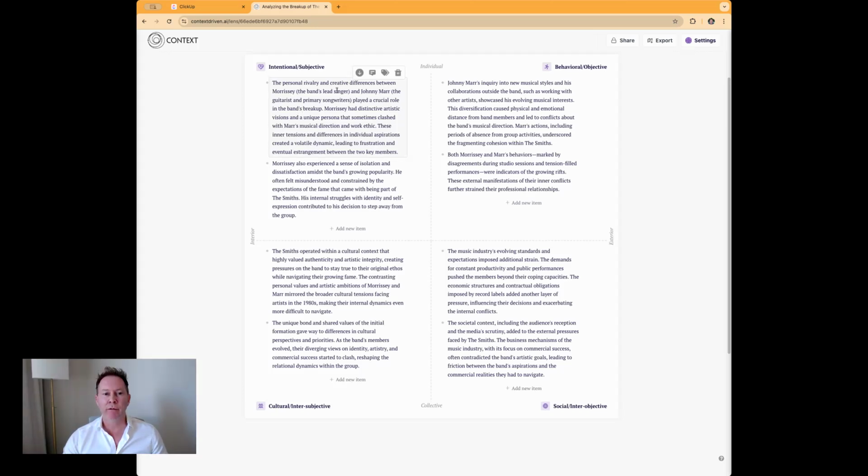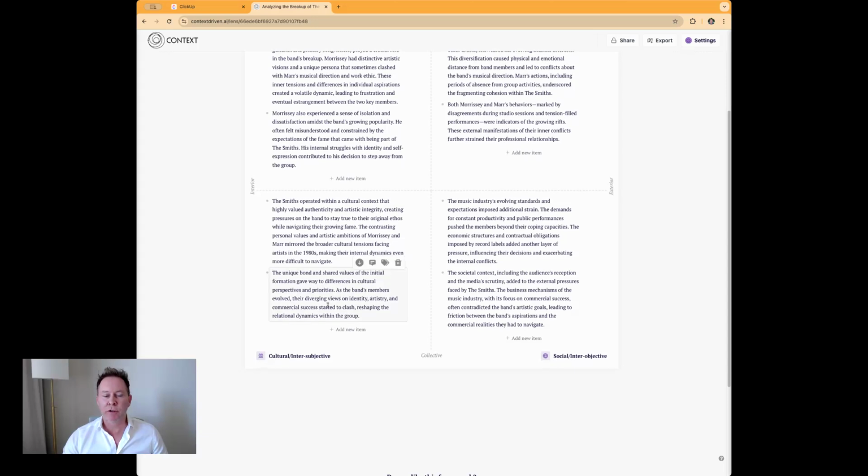So the personal rivalry and creative differences between Morrissey and Marr, right? Very sad. In the upper right, the exterior of the individual, we can see that Johnny Marr's inquiry into new musical styles and his collaborations outside the band showcase his evolving musical interests. Pretty fascinating, right? In the lower left, this is the interior of the collective. This is like the culture of the band, or the broader culture they're enmeshed in. The Smiths operated within a cultural context that highly valued authenticity and integrity, creating pressures on the band to stay true to their original ethos while navigating growing fame.